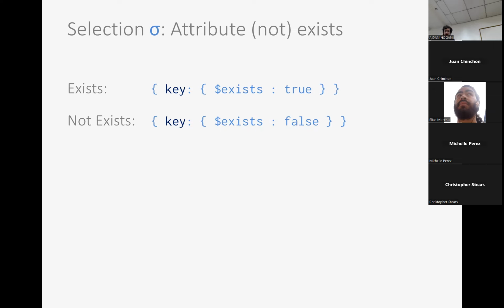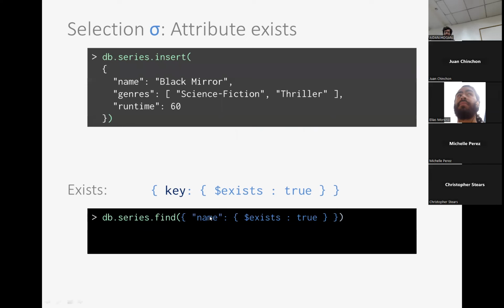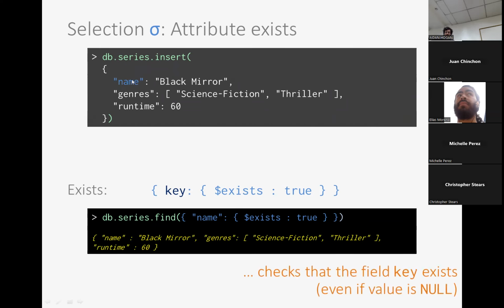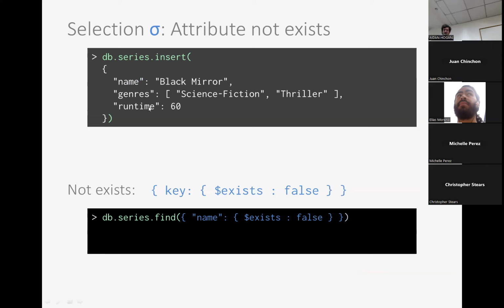Next we have attribute exists or not exists. We're looking to see if we have a field with the attribute with the value key. As an example, here we say name exists true, so find all of the documents that have a name. We see that this has a name, so we return this document here. This will check that the field exists and will return true even if the value is null. As long as there's some reference to a field with this attribute, then we're good. The opposite is attribute not exists, where we put exists false. In this case, we're looking for documents where there is no name, and we'll get empty results here because this document has a name.